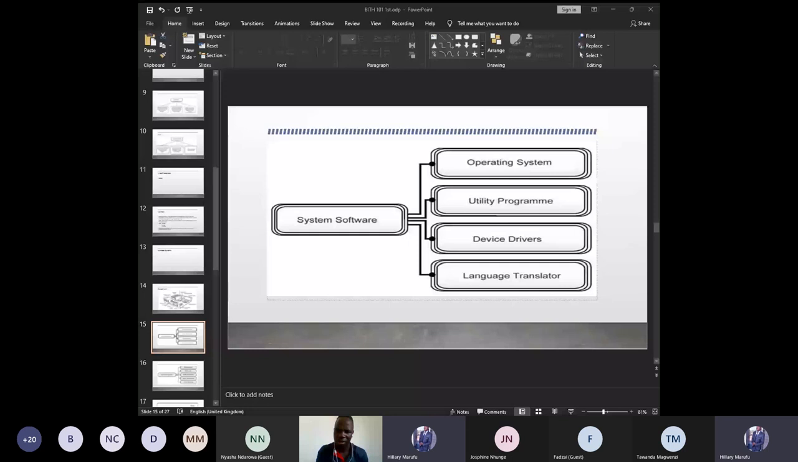What are language translators? Hello? Yes, sir. Go ahead. I think it's a program which can convert a low level language into high level language understandable by the computer. Okay. Anyone else? Yes. I think that's fine. I don't think anyone will be confused with those.